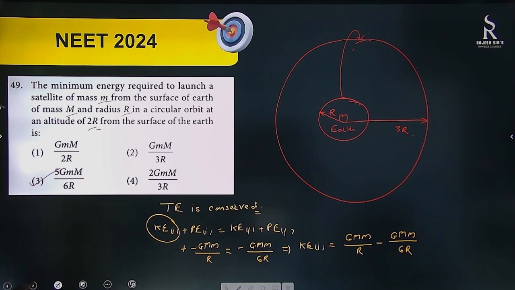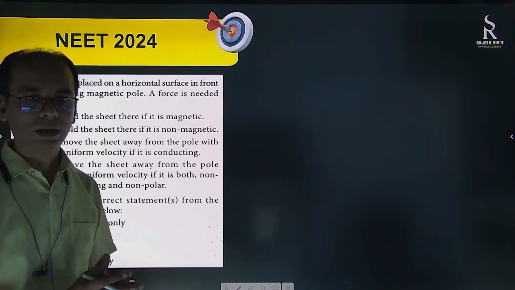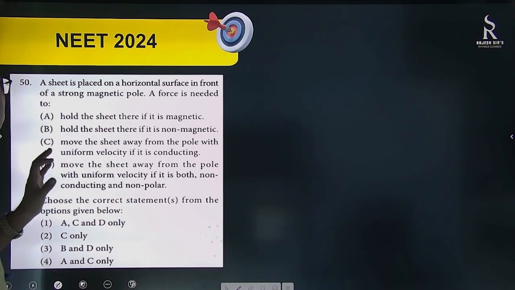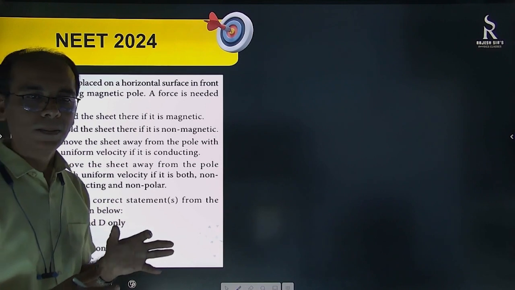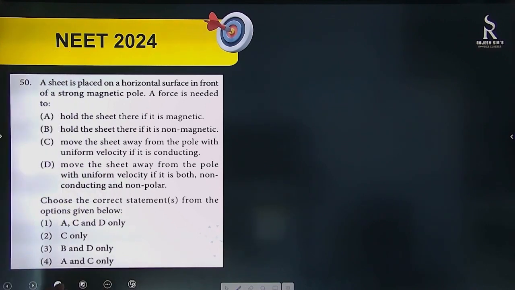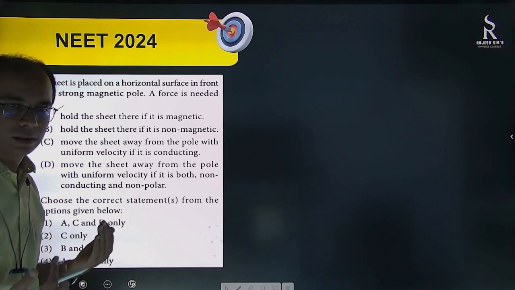Last question. A sheet is placed on a horizontal surface in front of a strong magnetic pole. A force is needed to... Now I am assuming that there has to be a magnetic material. A force is needed to... Now what will happen is it will be attracted. So a force is needed to hold the sheet there if it is magnetic. Yes, you require a force because it will be attracted towards the magnet.